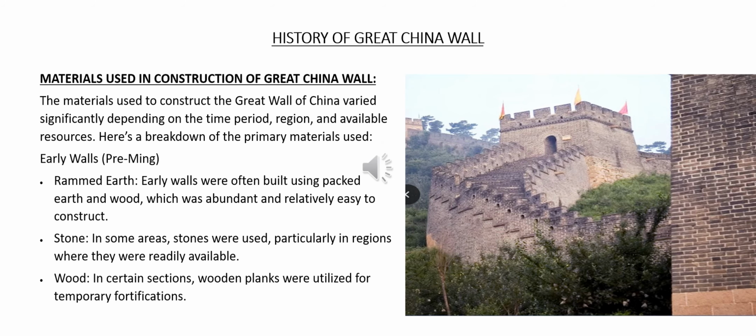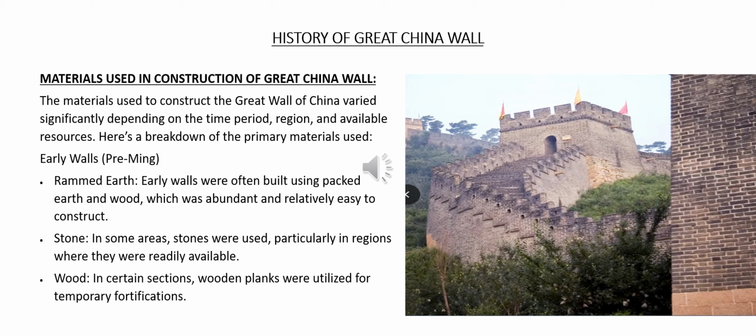Viewers, we have to discuss the material used in the construction of the Great China Wall. The material used to construct the wall was whatever was available as per the locations during the construction of the wall. In the earlier, pre-Ming dynasty wall, rammed earth was used. It was often built using packed earth and wood, which was abundant and relatively easy to use in the construction of the wall.